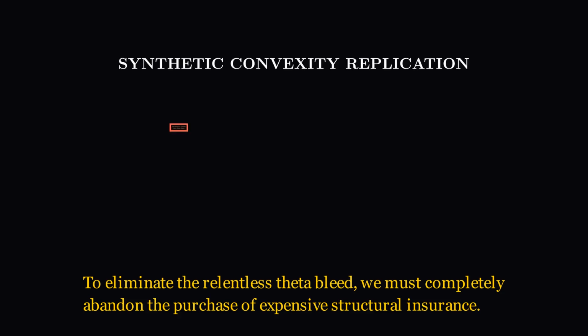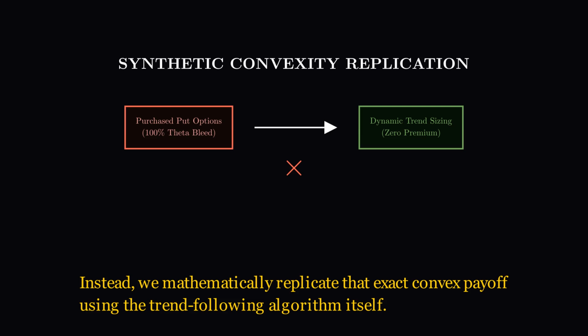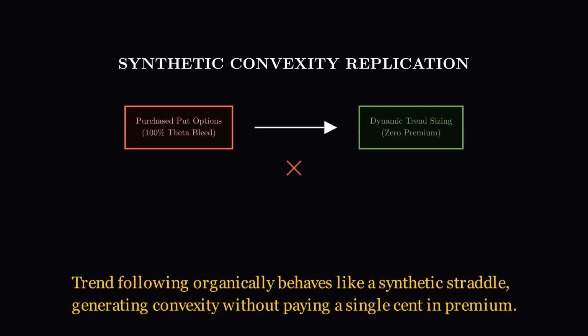To eliminate the relentless theta bleed, we must completely abandon the purchase of expensive structural insurance. Instead, we mathematically replicate that exact convex payoff using the trend-following algorithm itself. Trend following organically behaves like a synthetic straddle, generating convexity without paying a single cent in premium.